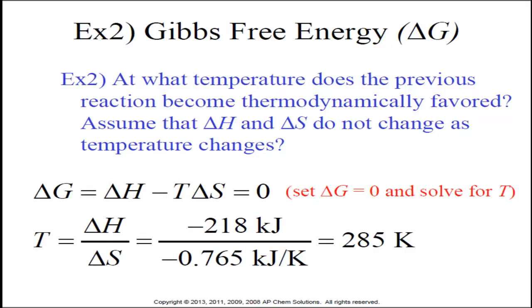So at 285 Kelvin, that is when our reaction is going to become thermodynamically favored. Now that's 20 Kelvin lower than it was in our previous example.